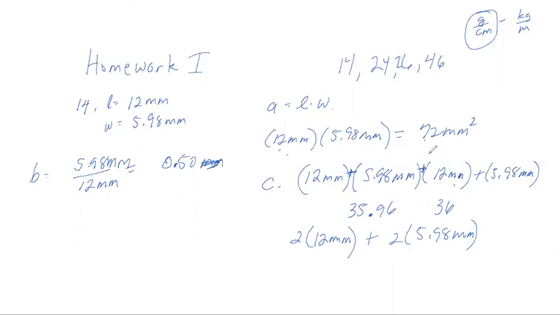So yeah, D says the difference between the length and the width. So the length is 12 millimeters minus 5.98 millimeters. And that's going to give me 6.02 millimeters.